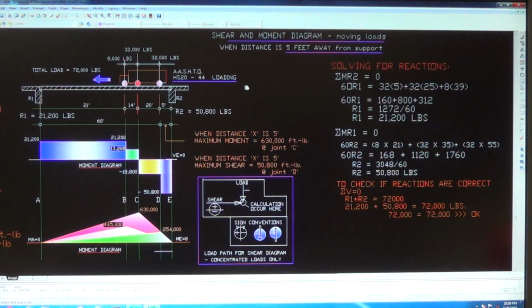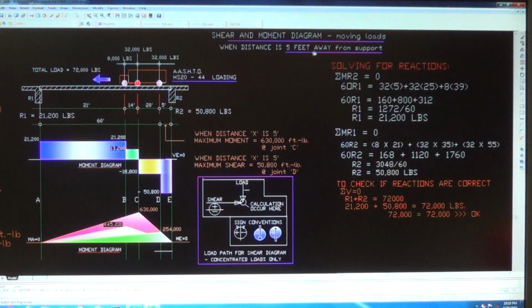Hello everyone, today we're gonna do the shear and moment diagram for moving loads. These moving loads are moving loads number 2. The first one we did, I placed the last wheel 1 foot away from the center line of the support. Today I moved the loads and placed it 5 feet away from the center line of the support.